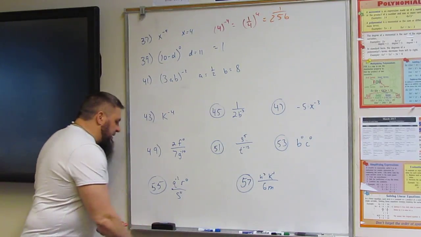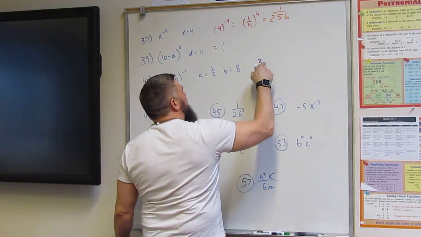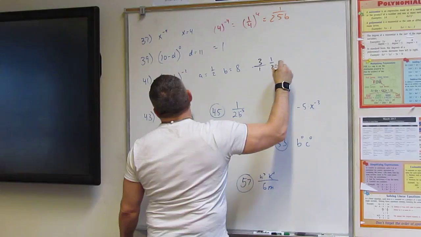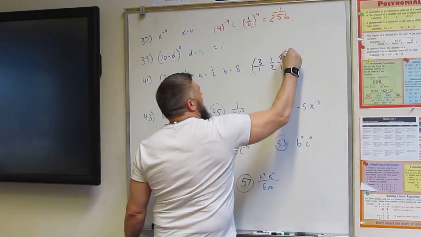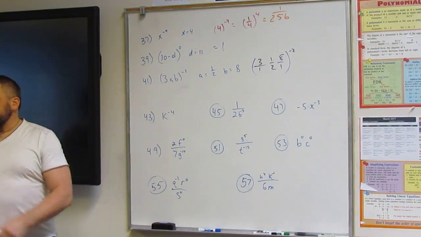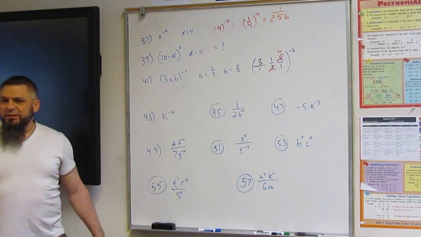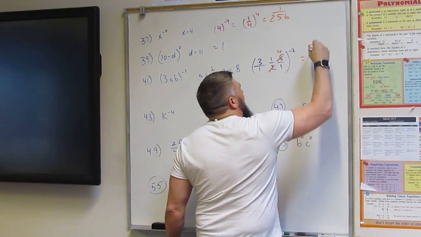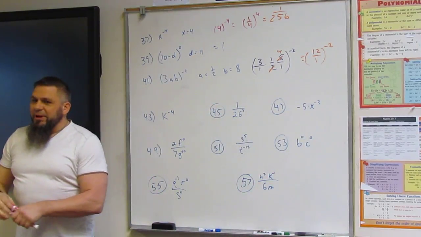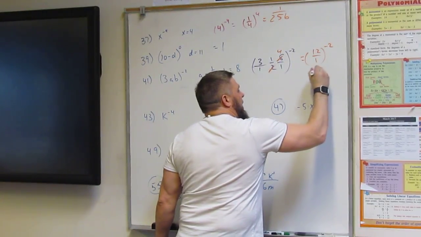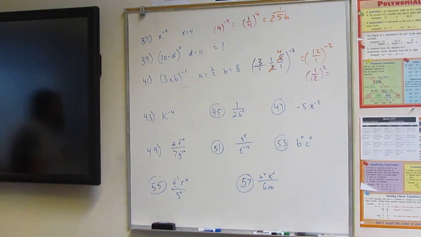Okay, so what about the next one? A is 1/2. So I got 3 times 3 over 1 times 1/2 times B is 8, right? Okay, all raised to the -2. Well, if we want, just cancel this out. That's 4, right? What's 4 times 3? 12. So this is 12 over 1 to the -2. Okay, now flip it. So I have 1 over 12 squared. And then what's 12 times 12? 144.